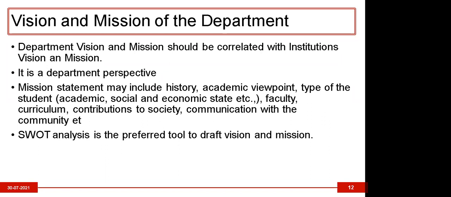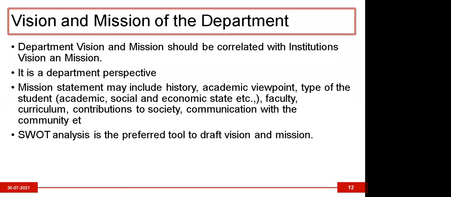These are all we need to consider, because when you talk about a CSE department in Hyderabad, in one primary institution and an institution on the outskirts like this here, the mission statement of the department differs based upon the type of the student. So we need to focus on that point also.